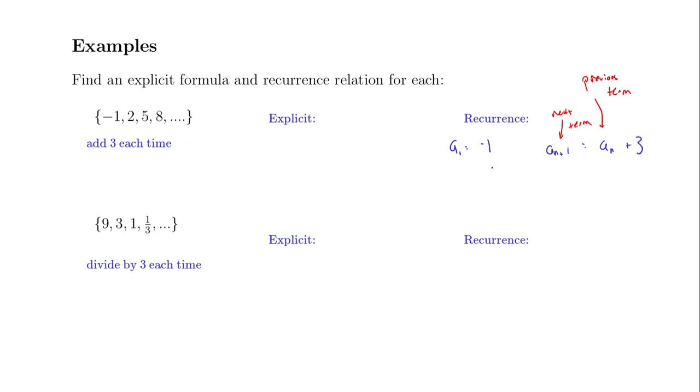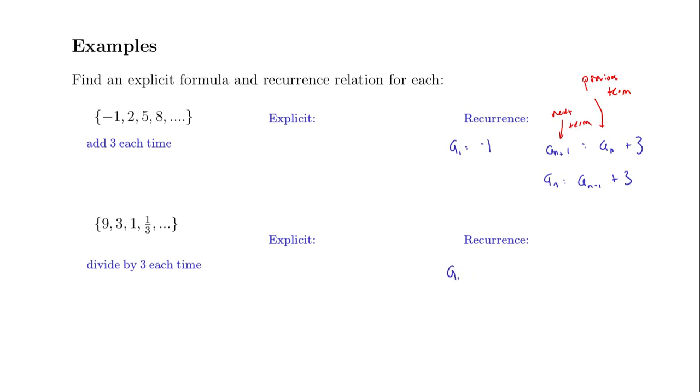Sometimes people will write this way. A sub n equals a sub n minus 1 plus 3. Notice it's the exact same relationship. We're looking at the previous index, adding 3 to get to the next one. So whether you use n plus 1s and n's or n's and n minus 1s, it doesn't matter to me. The explicit formula is a little bit harder. So I want you to think a bit more about that one if you haven't got it yet, but let's talk about this recurrence relation.